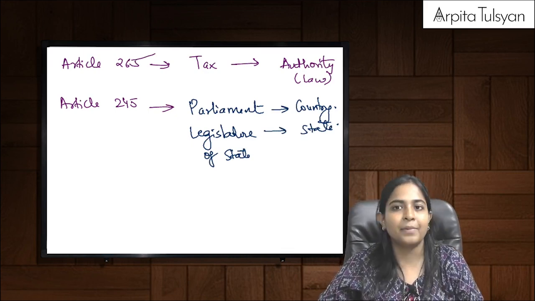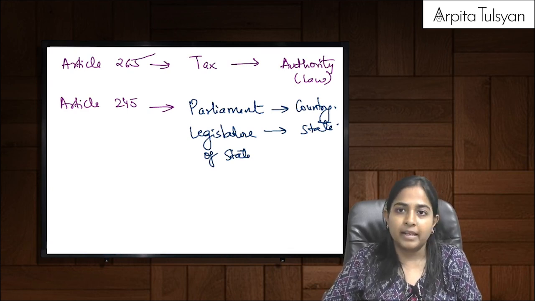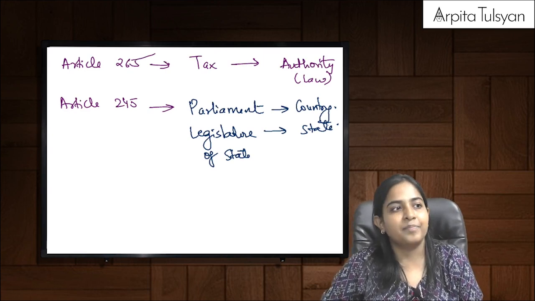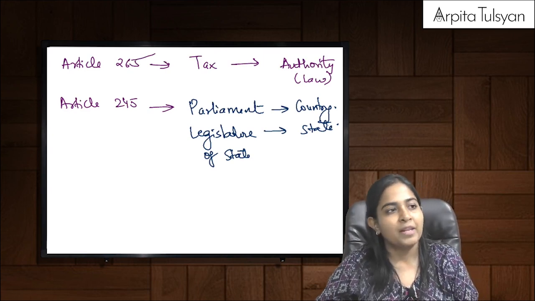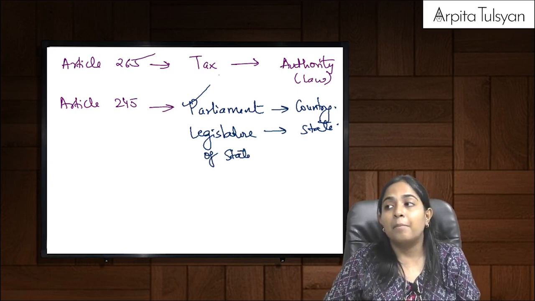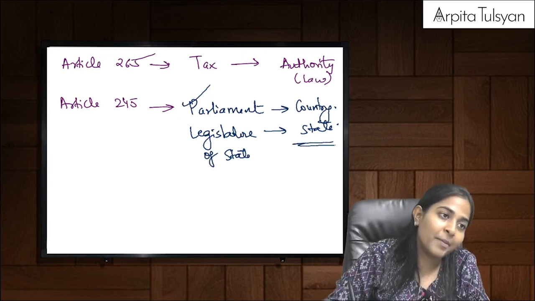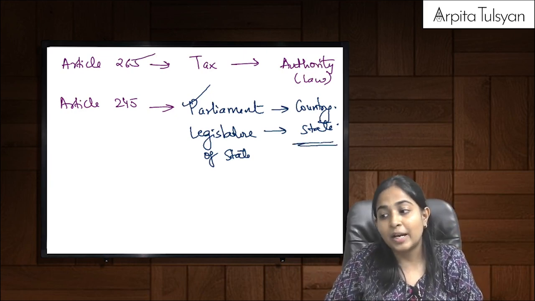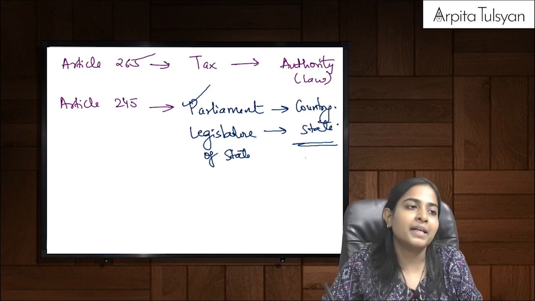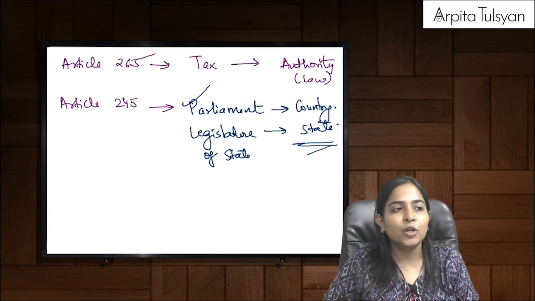One simple example which I can give you for this. GST, CGST, IGST, these are your central laws. Parliament will make the laws for that. Maharashtra RERA, provisions for that will be made by the Maharashtra state. Maharashtra SGST, provision for that will be made by the Maharashtra state. This is told by Article 245.